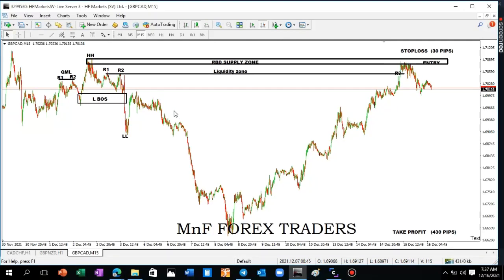Okay, this is very beautiful. Nice QML dual resistance QML setup right here. We have a low and a higher high. Then the market gives you what? A lower low. And right here we have beautiful resistance here and another resistance here, and the market breaks this resistance, takes out the liquidity around this area, and then drops.